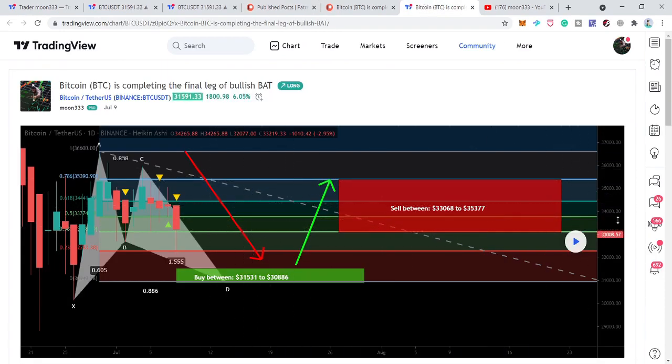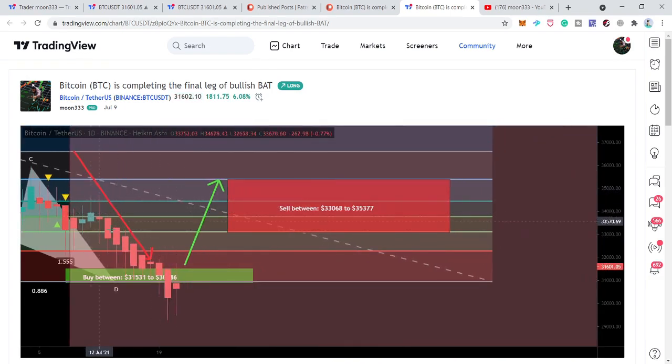Okay, first of all, let me just show you this chart. And you can see at that time, the price line was moving at $33,000. And I told my members at the Patreon that we can have a drop up to this level because all the legs were driven perfectly as required for the bullish bat on the daily time frame. Okay, here we can see that the price line was completing this final leg, and the buying zone or the potential reversal zone starts from $31,500 and goes to $30,886.